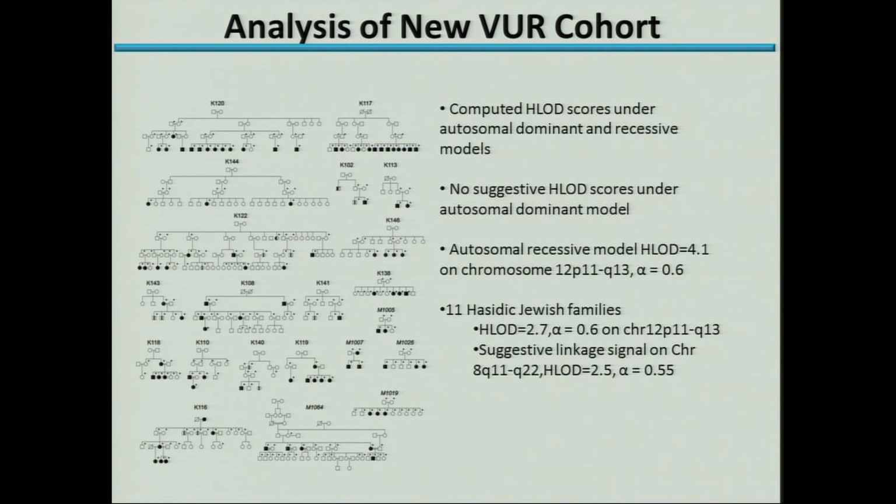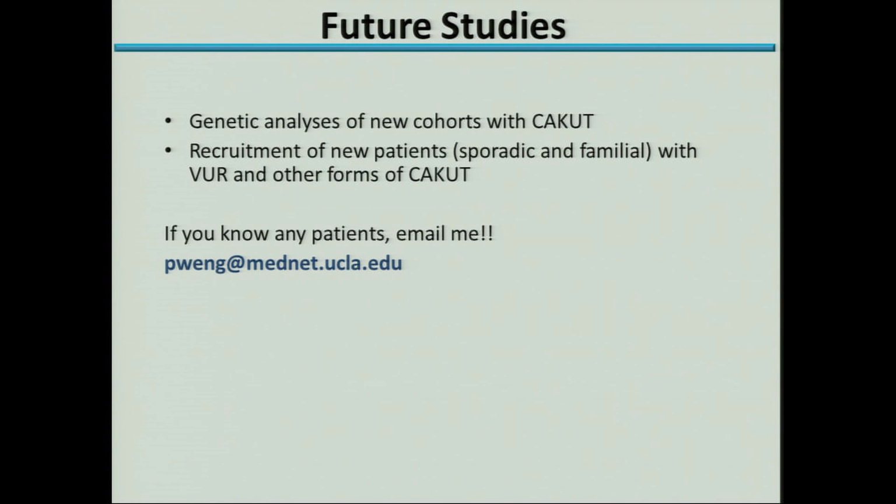So the analysis of this new cohort of VUR basically is still ongoing. We have narrowed down the region on chromosome 12, but there are still a lot of genes in the area. None of them seem to be involved or expressed in early kidney development, so the research is still ongoing. So future studies is to recruit new cohorts and do some further genetic analyses. If you know any patients, you can definitely give me a ring at my email.